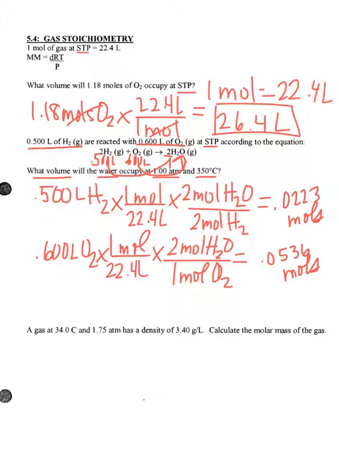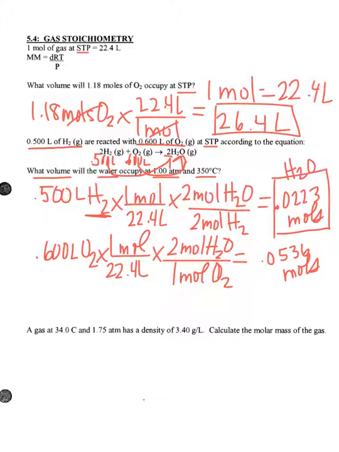So then when you do the two separate equations, we have to find out which one is limiting, because remember, you can only make as much product as your limiting reagent. So this one here is the limiting one, so we're going to use that value. That means that the hydrogen was limiting, and we went to water. Remember, we went to water there. So that will be the mole amount that we're going to use in the final equation.